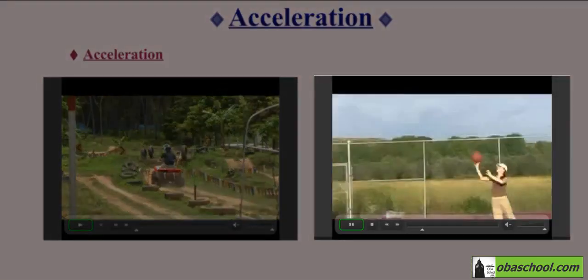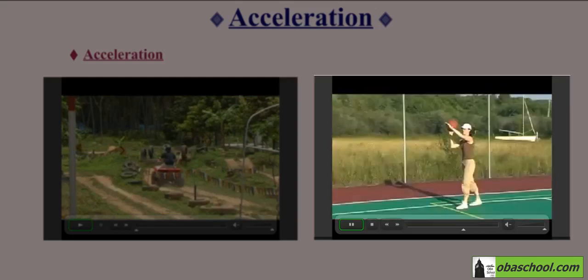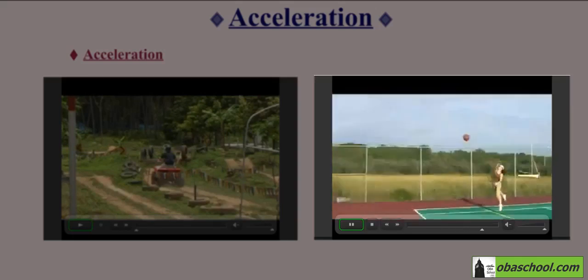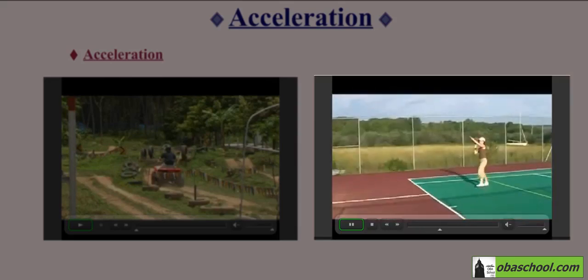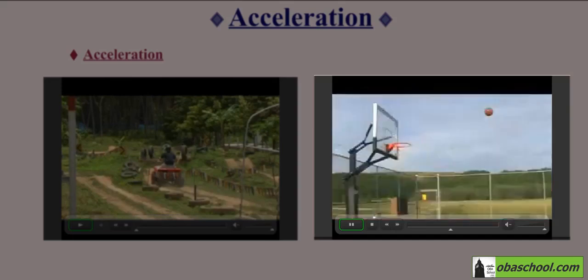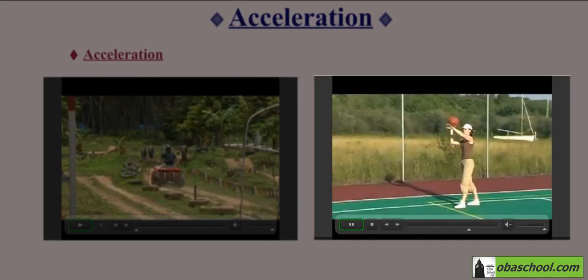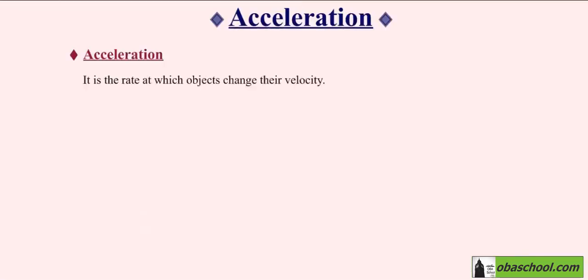Moving to the second video, there's a basketball falling. Its velocity is either increasing or decreasing according to the forces being exerted on it. So here we say the ball is accelerating since it's changing speed and direction. So the definition of acceleration is that it's the rate at which objects change their velocity. And since it depends on velocity, it's, like velocity, a vector quantity.